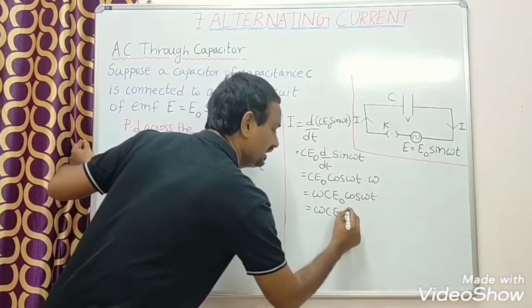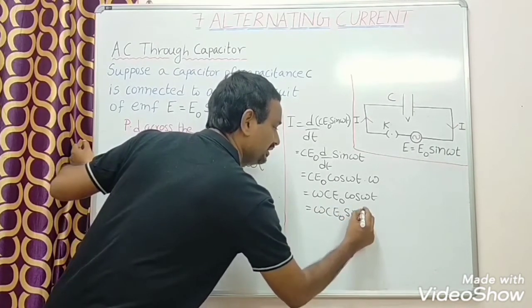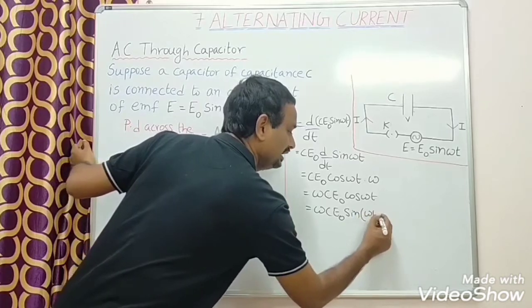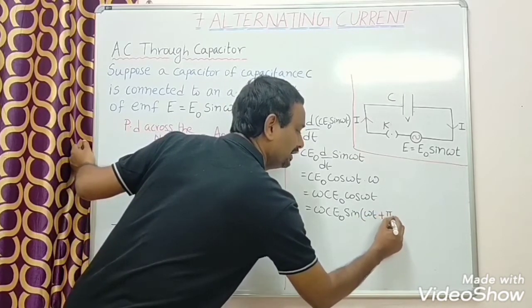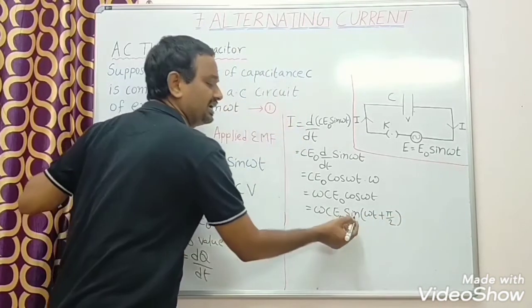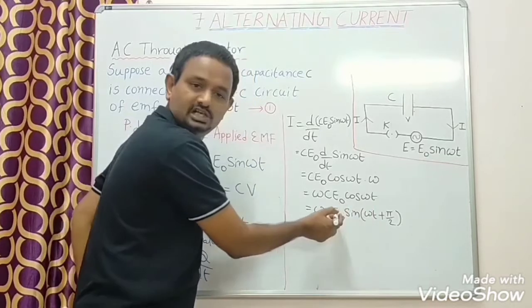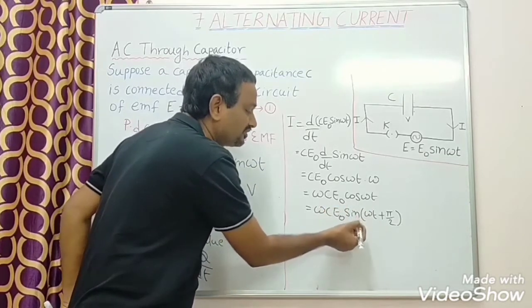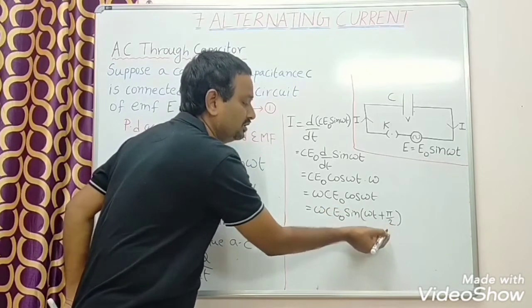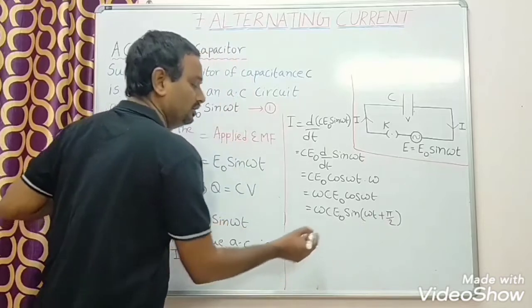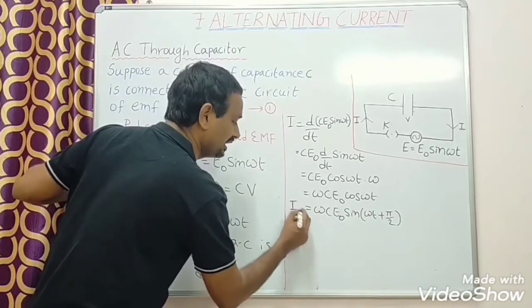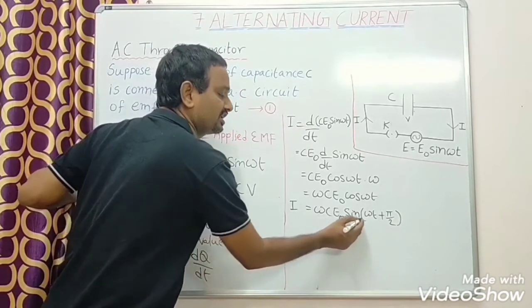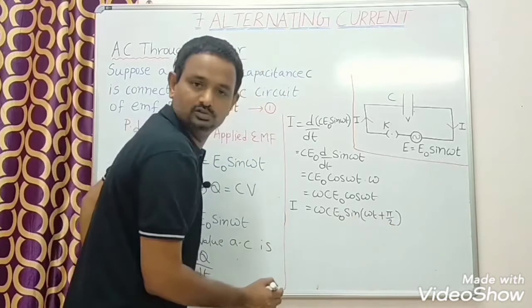Instead of cos omega t I will write sin of omega t plus pi by 2, since sin of 90 plus theta equals cos theta. So I wrote sin of omega t plus pi by 2. Here I got I equal to omega C E naught sin of omega t plus pi by 2.